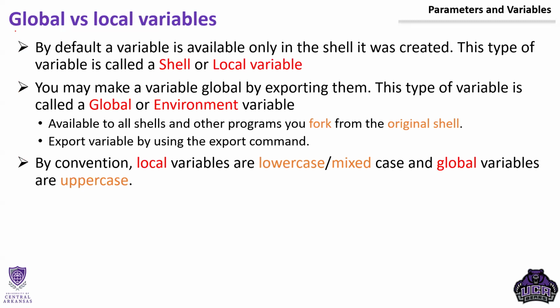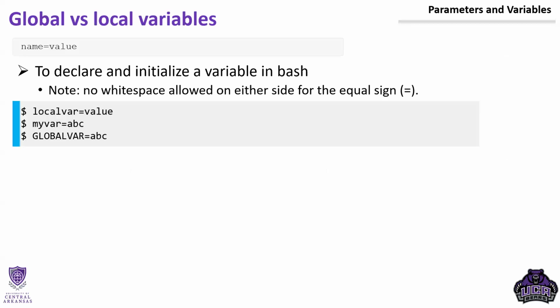Again, we have the global and the local variable. A global variable, the parent can pass to the child. The local variable, parents cannot pass to their children as they are local to that shell. And for both of these, the child cannot pass back to the parent. That will never happen. You can't go in that direction. Of course, we have the best practices: local variables should be lowercase or mixed case, and global variables should be all uppercase. That's just a best practice. You can break that practice and it works fine.